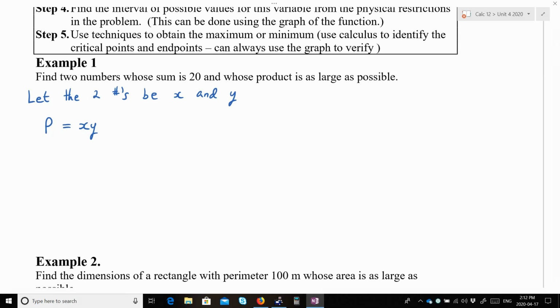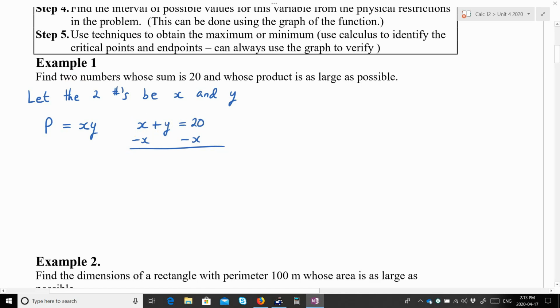Step 3 says using the conditions stated in the problem to eliminate variables, express the quantity to be maximized or minimized as a function of one variable. So this product function, see how it has two variables, x and y? We'd like to get it just in terms of x. So we have to come up with another equation involving x and y, and that's where find two numbers whose sum is 20 comes into play. We know the two numbers have to add to 20, x plus y equals 20.